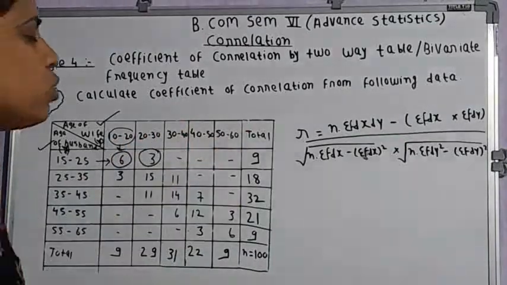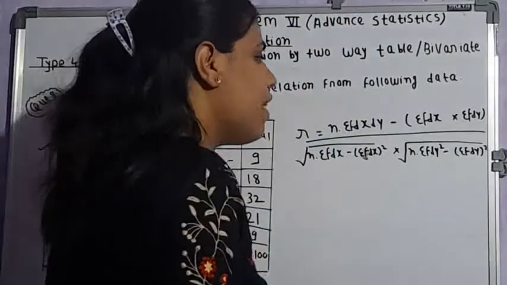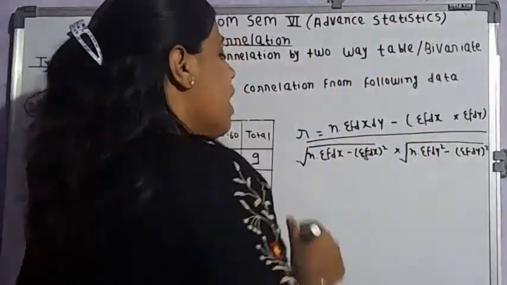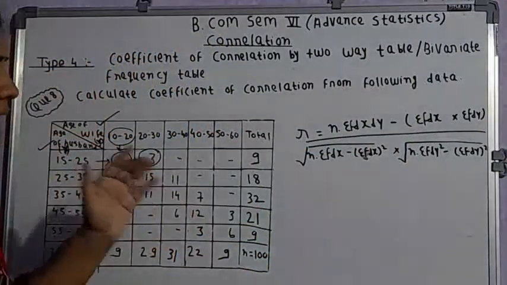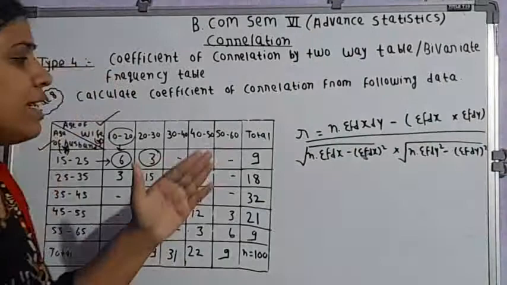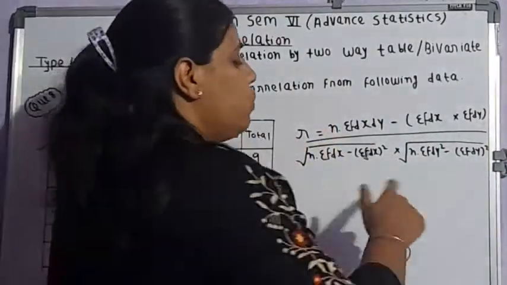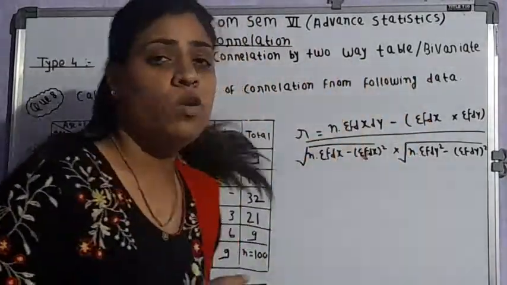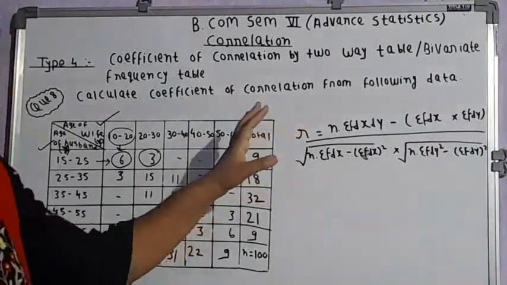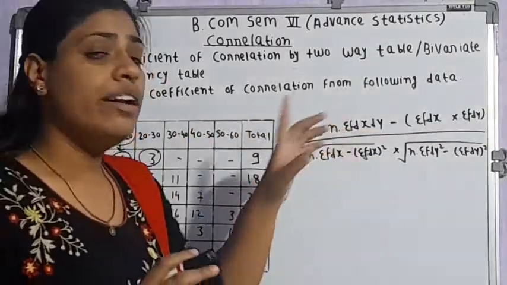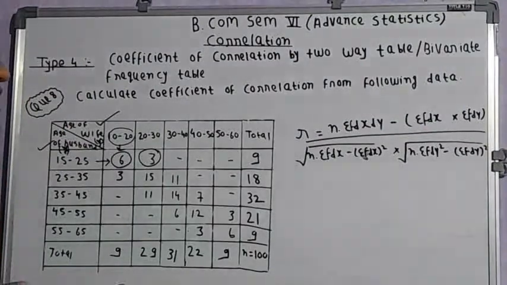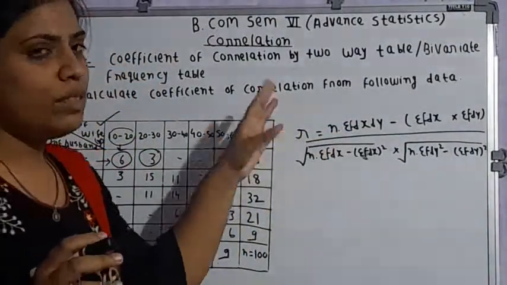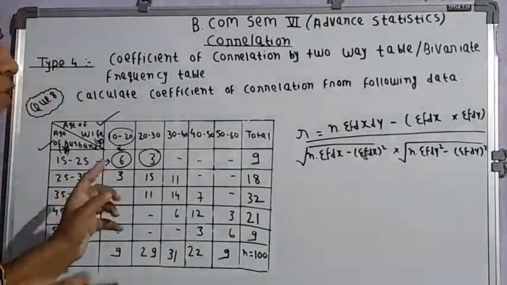The formula when the frequencies are given will be r equals n into summation f dx dy minus, under bracket, summation f dx into summation f dy, upon under root n into summation f dx square minus summation f dx whole square, into again under root n into summation f dy square minus summation f dy whole square. So in case frequencies are given in the problem, this is going to be our formula. You don't need to memorize it. You just have to multiply each and every factor, each and every component by the frequency, and the formula will be ready for you.